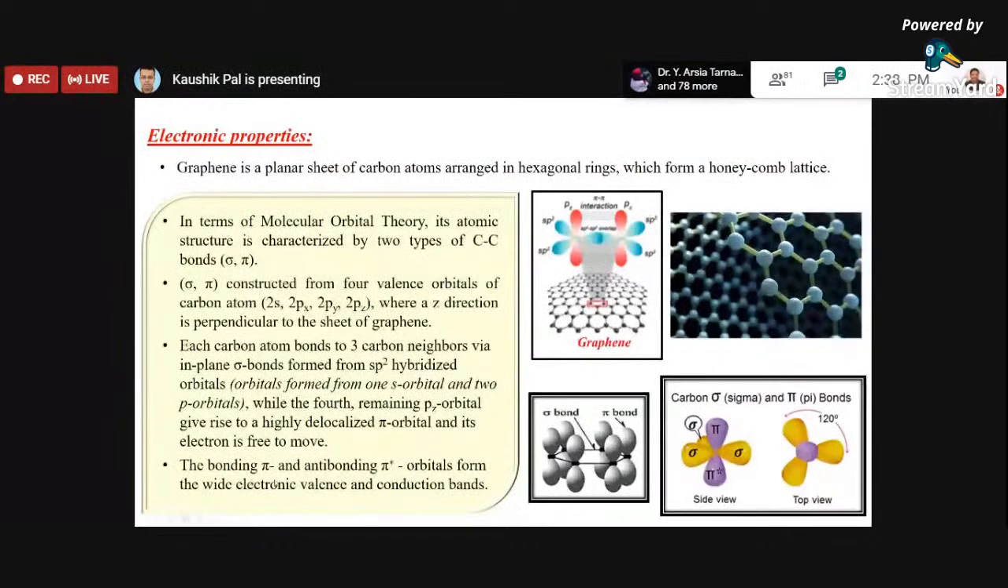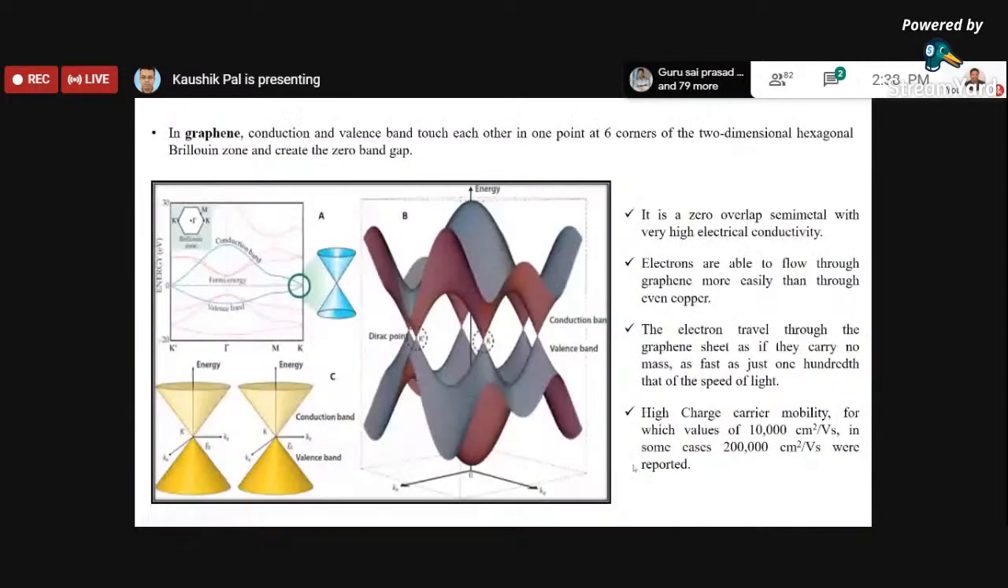The bonding pi and the anti-bonding pi prime orbitals, top and bottom, form the wide electronic valence and conduction bands. It looks like this. This is the sigma bond, and in between it the pi bond is created. Next, in graphene, the conduction and valence bands touch each other at one point at the 6 corners of the two-dimensional hexagonal Brillouin zone, and create the zero band gap. So that's why we are getting very good electronic properties. They touch each other.